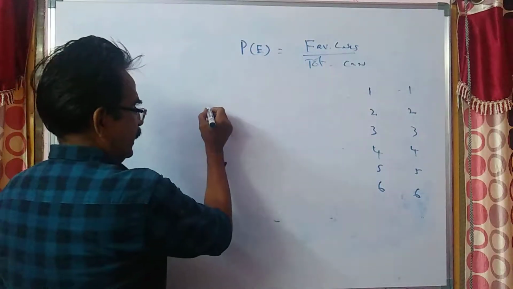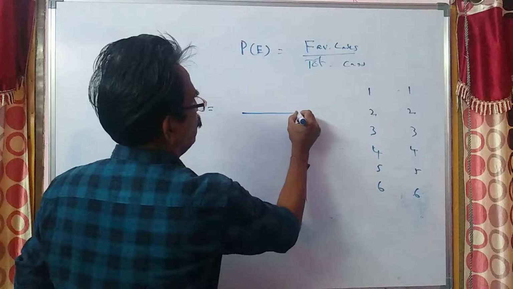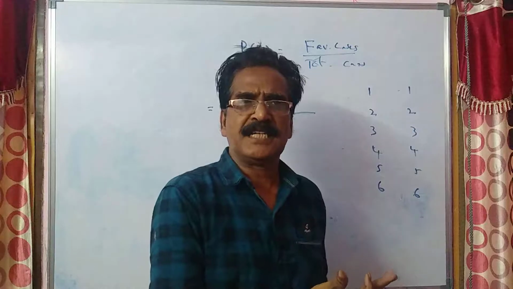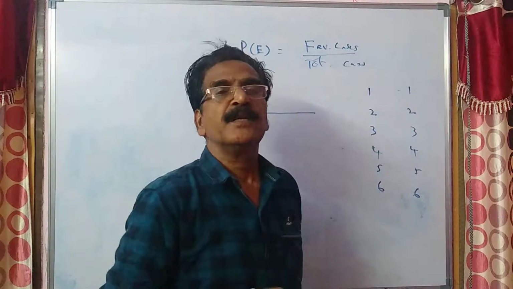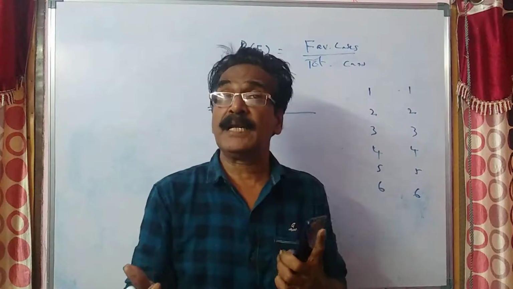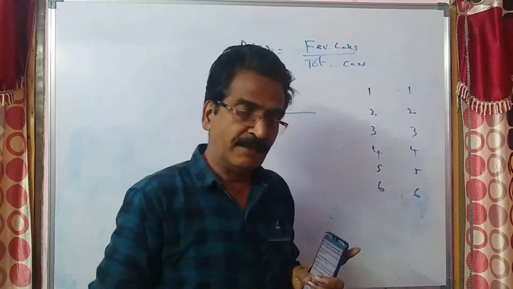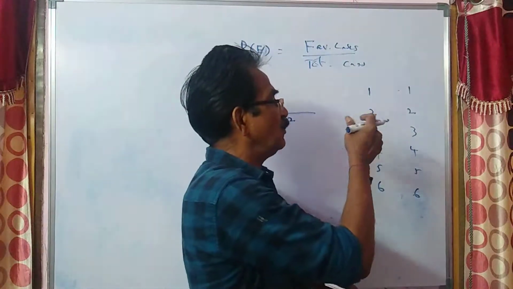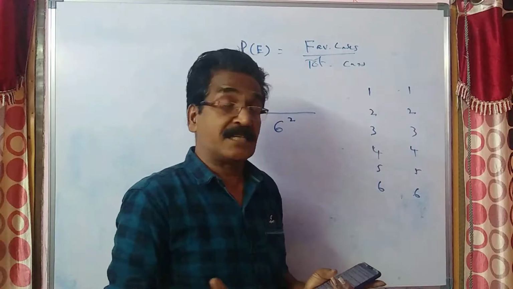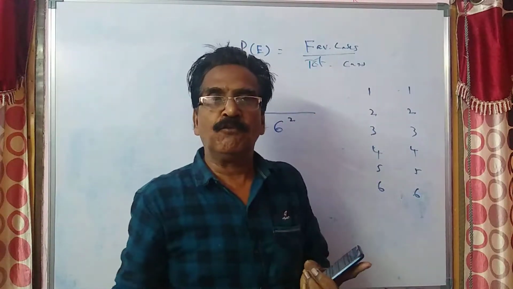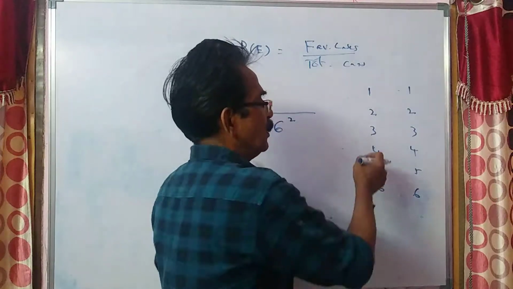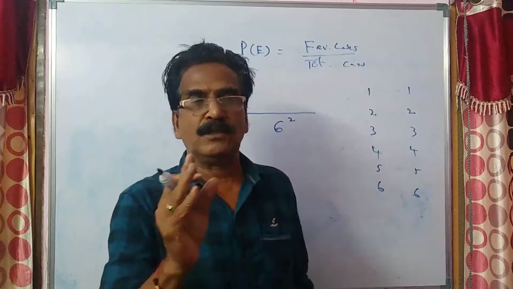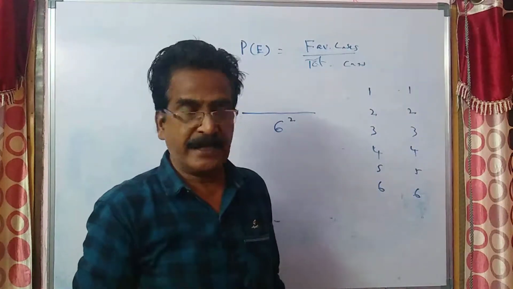So what is the total number of cases when two dice are thrown? If one die is thrown, the total number of cases is 1, 2, 3, 4, 5, 6, that is 6 cases. If two dice are thrown, 6 square, 36 outcomes will be there: 1,1, 1,2, 1,3, 1,4, 1,5, 1,6, 6 cases. Again 2,1, 2,2, 2,3, 2,4, 2,5, 2,6. Again 6 cases. So likewise, if two dice are thrown, the total number of cases will be 6 square.